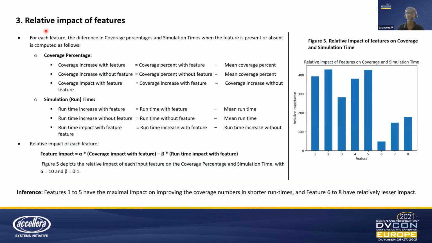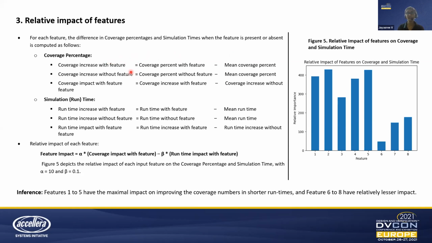The third stage of the algorithm involves the computation of the relative impact of each feature on the coverage percentage and the simulation time. For the coverage percentage, for the given set of test cases, we first compute the mean coverage percentage. Then, from the given set, we take the subset of test cases that include the feature. And for each test in the subset, we compute the difference between the coverage percentage and the mean coverage percentage. The mean of all these values will provide the coverage increase with the feature.